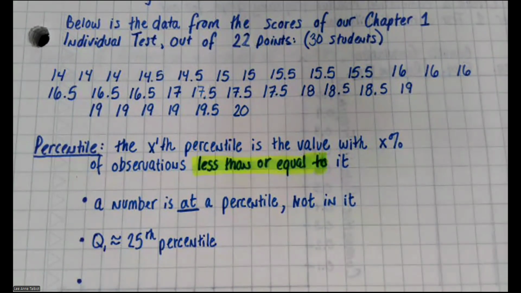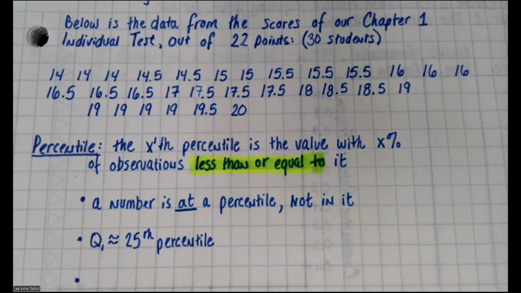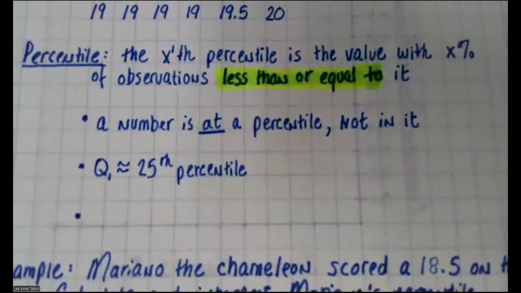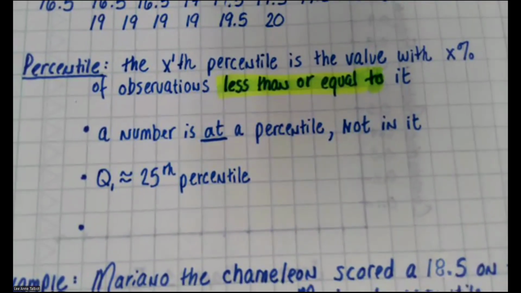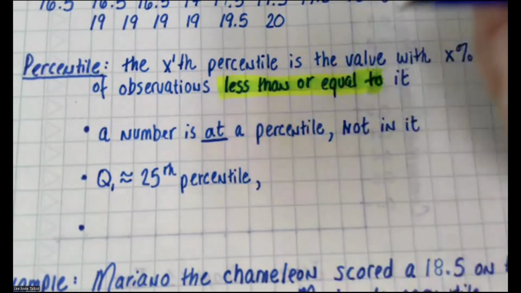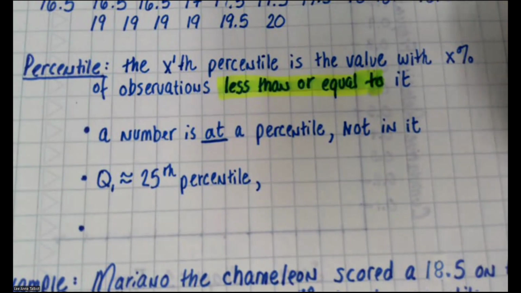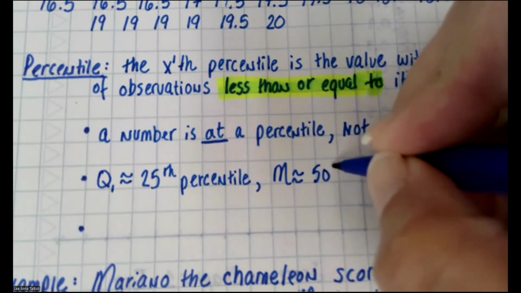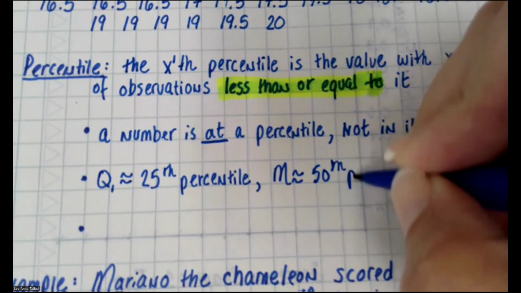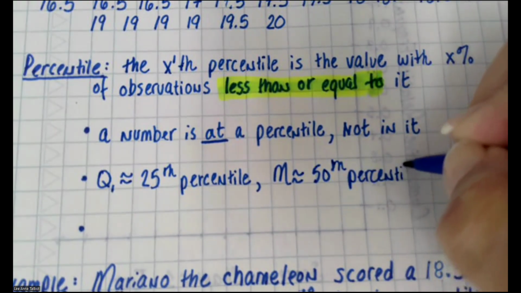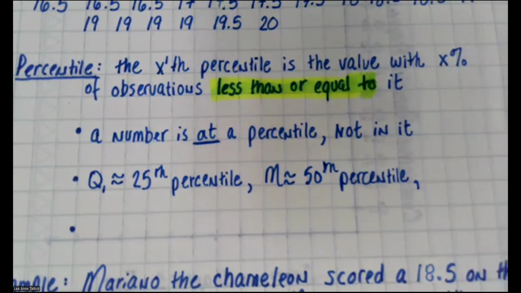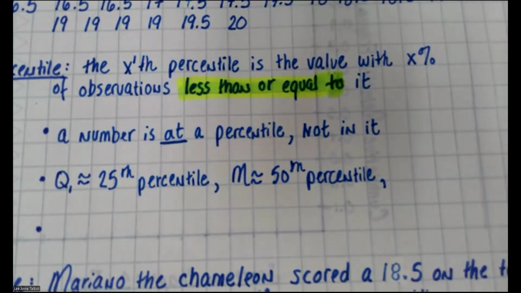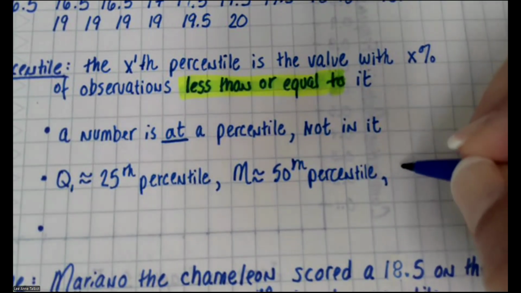I'm going to give you some really common ones. Q1 is, that's my approximate squiggle, by the way, if you're wondering. Q1 is about the 25th percentile. Can you guys tell me what you think the median is? Yeah, so the median is about the 50th percentile. Give me one more. Yep.